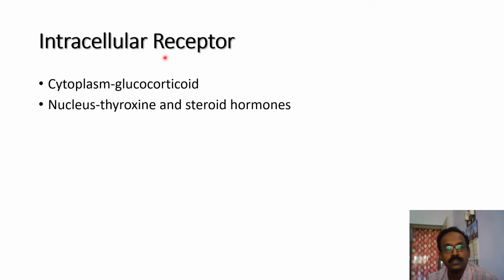Intracellular receptors. Glucocorticoid receptors are located in the cytoplasm. Thyroxine, steroid hormones, 1,25-dihydroxycholecalciferol and retinoic acid receptors are located in the nucleus.